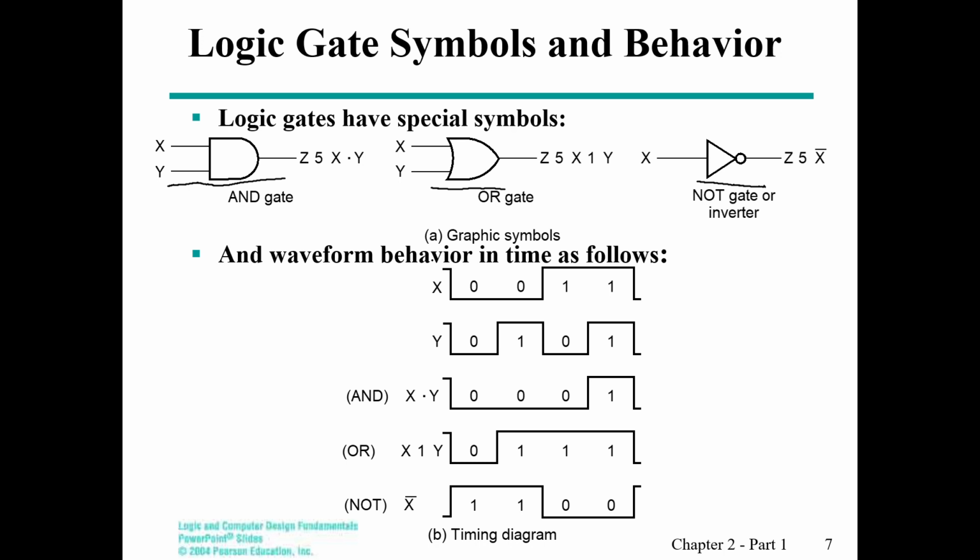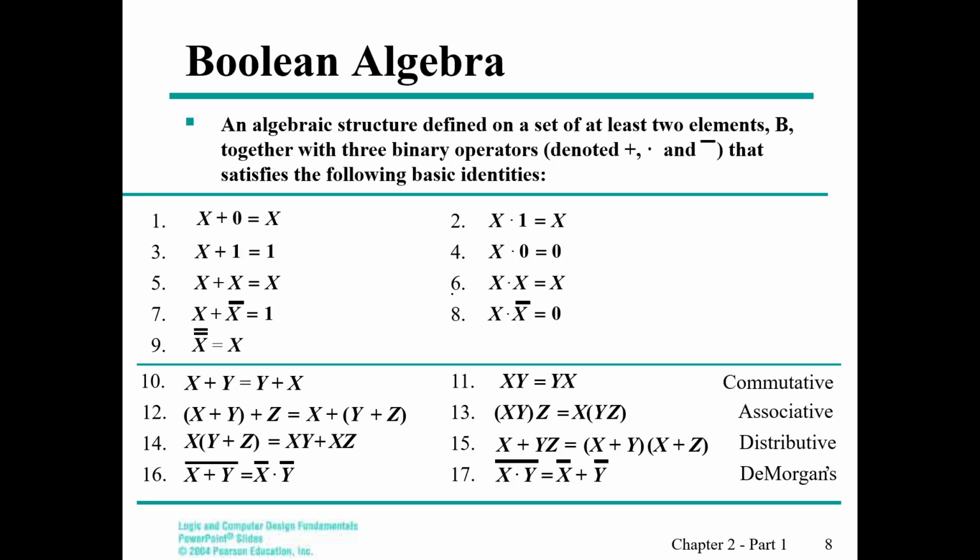And the waveform behavior in the time flow. If it is 0 0, the output is 0; 1 1 means the output is 1. It is in Boolean algebra.